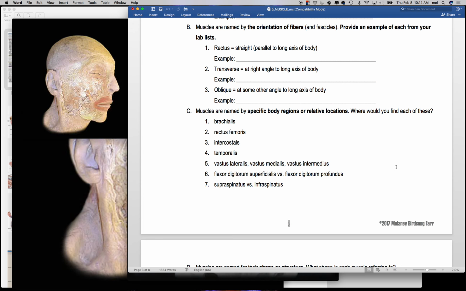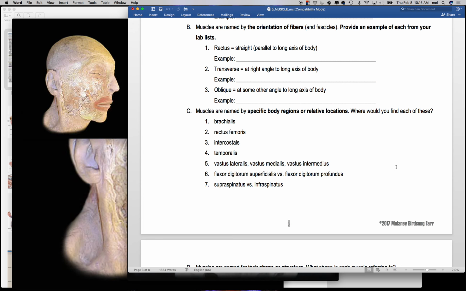Transversus abdominis, yes. With a transverse muscle, the fibers run almost perpendicular to the long axis of the body. Okay, you're going to learn that one next week. Transverse abdominis, okay. And then you have oblique muscles. Oblique muscles, just like an oblique section, are neither parallel nor perpendicular, but some other angle, right?